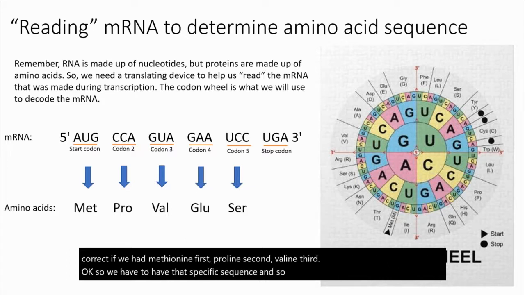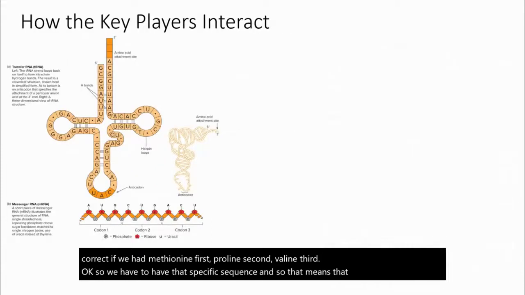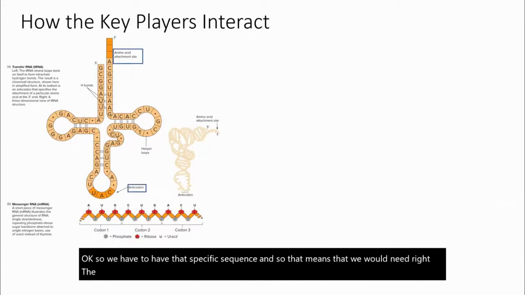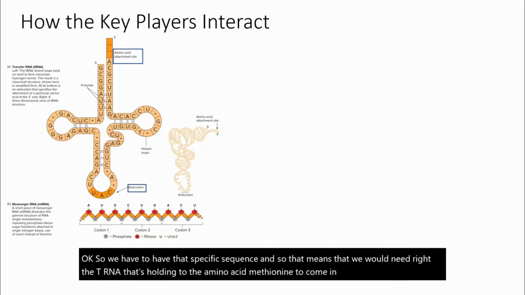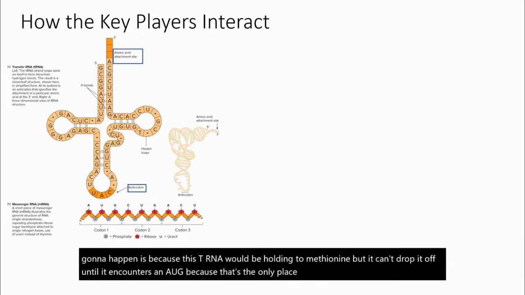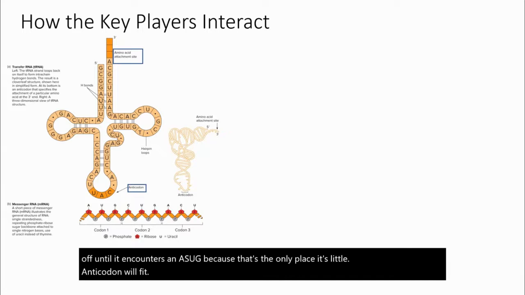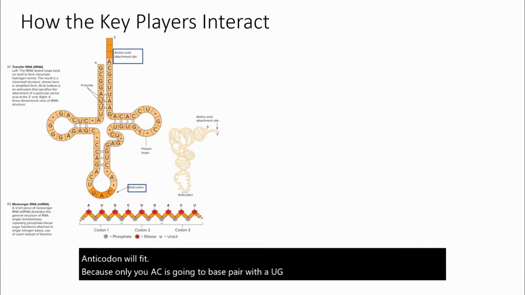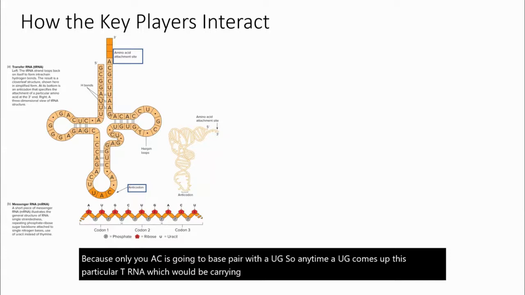And so that means that we would need the tRNA that's holding on to the amino acid methionine to come in first. And the way that's going to happen is because this tRNA would be holding on to methionine, but it can't drop it off until it encounters an AUG, because that's the only place its little anticodon will fit, because only UAC is going to base pair with AUG. So anytime AUG comes up, this particular tRNA, which would be carrying methionine, is able to bind.